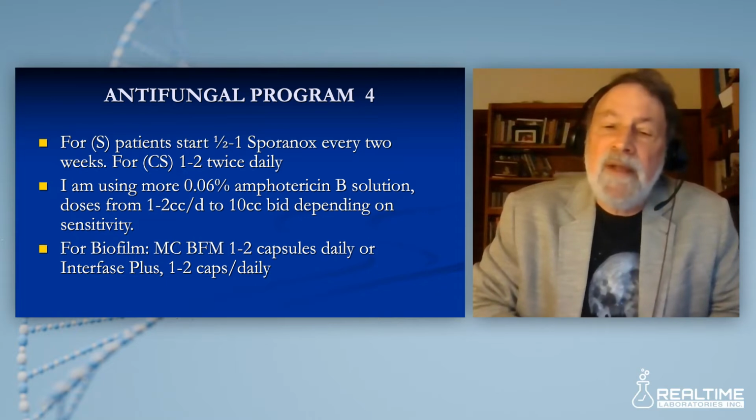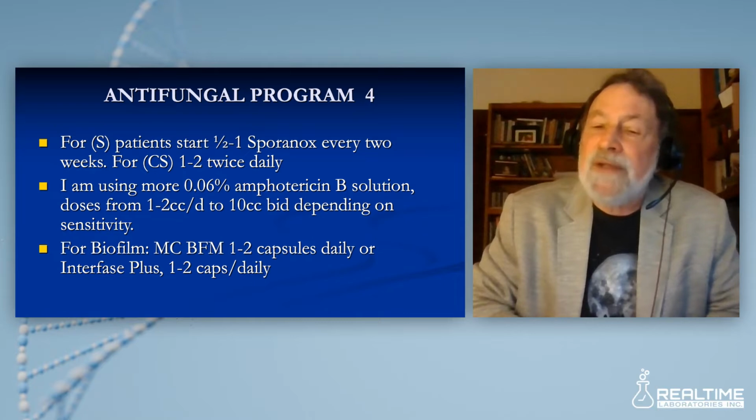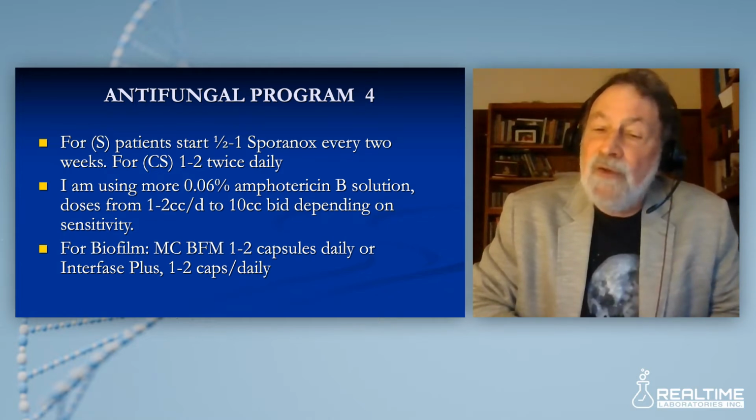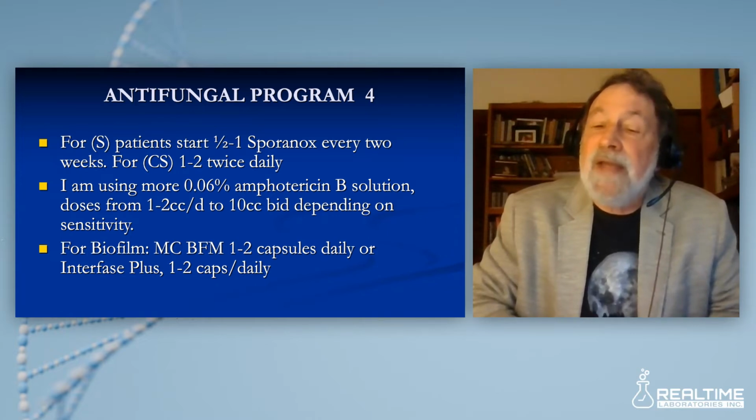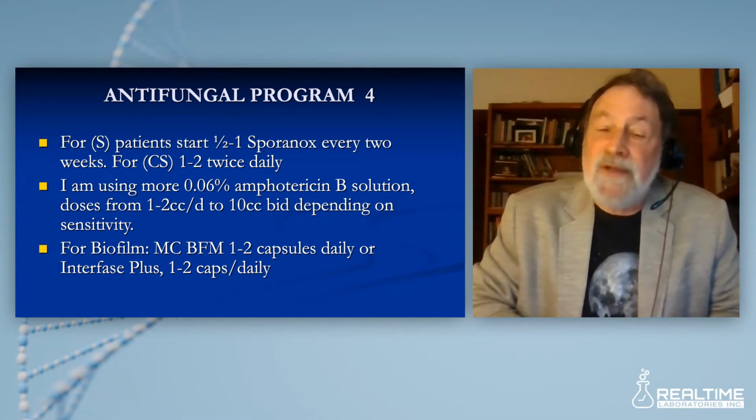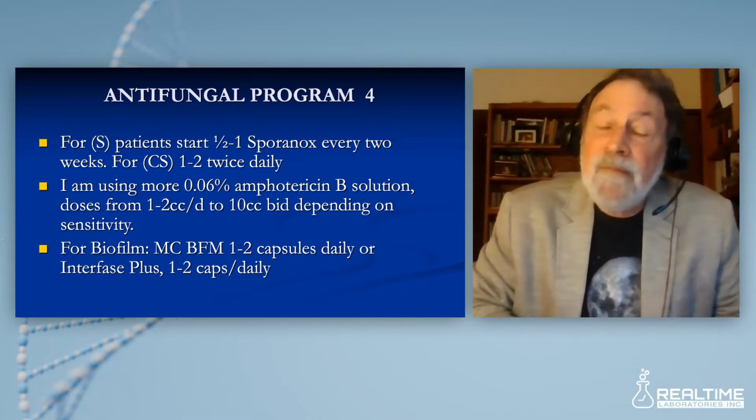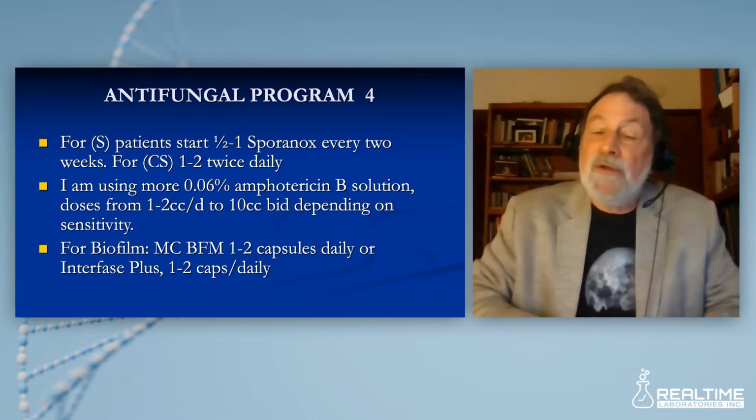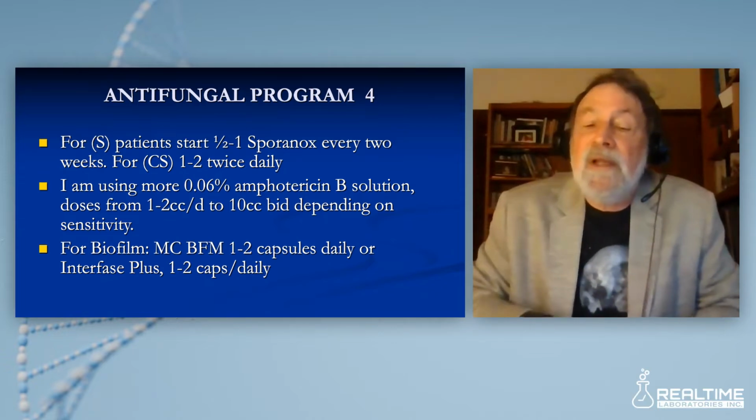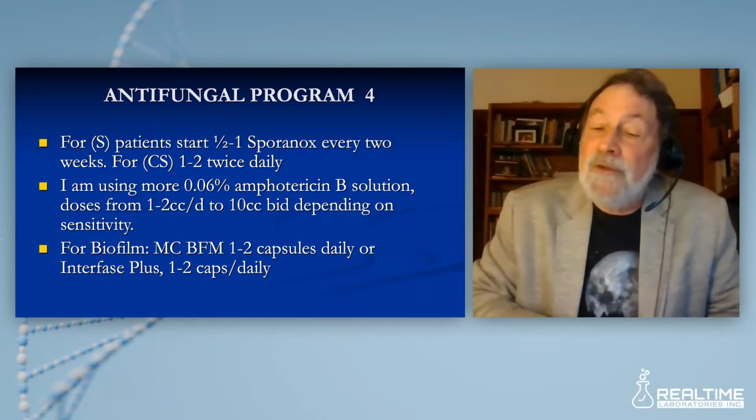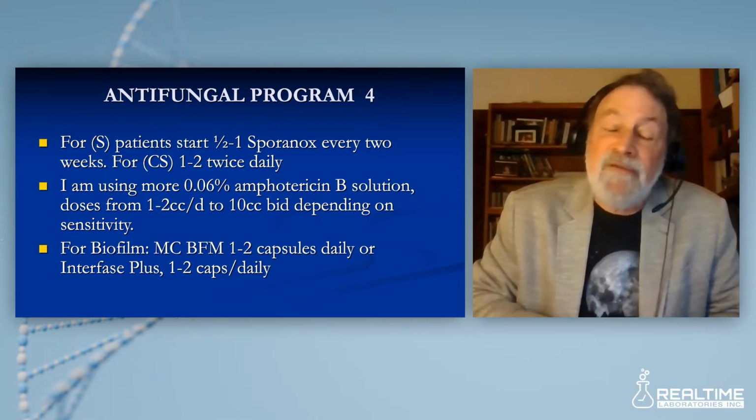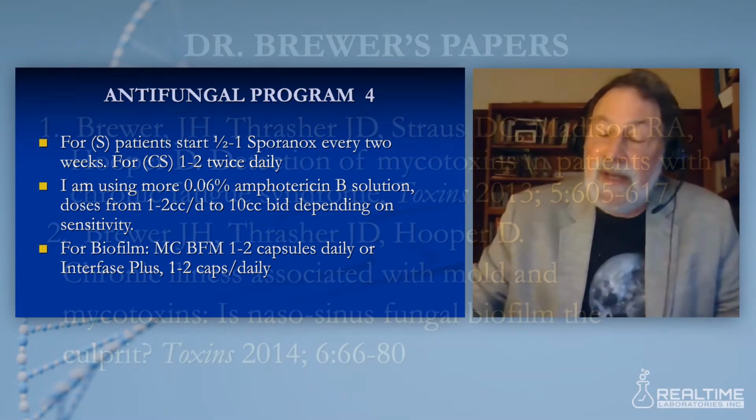For some sensitive patients, Michael Gray taught me that you can have compounding pharmacies make up a solution of 0.6% amphotericin B, which is well tolerated. You can use it as a nasal spray, and then you can use it orally, starting in doses from 1 to 2 cc's daily to 10 cc's twice a day. For biofilm in the gut, I typically would use a biofilm dissolving agent like MCBFM, 1 to 2 capsules a day, or Interphase Plus, 1 to 2 capsules a day.